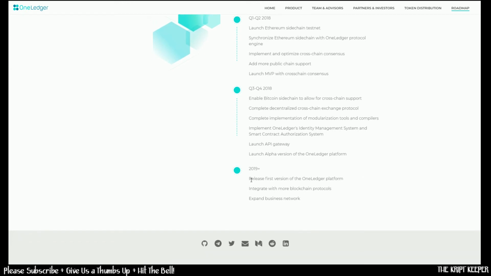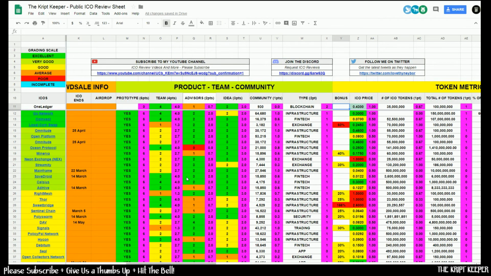2019 and on, they'll release the first version of the OneLedger platform, integrate with more blockchain protocols, and expand business networks. So as you can see, guys, this is a long-term hodl. I mean, this isn't the type of coin that you want to get into for a quick flip. With an amazing team, it is a blockchain platform and a nice long-term roadmap. This is something you would want to hold on to for quite a while. Now, guys, this is a very early project. Like I said, look at the community.